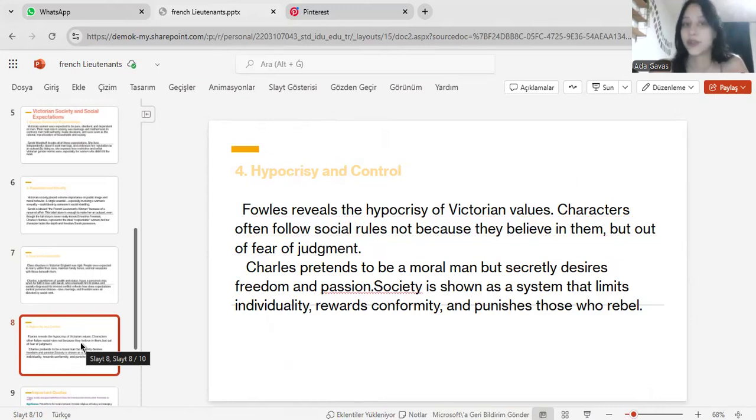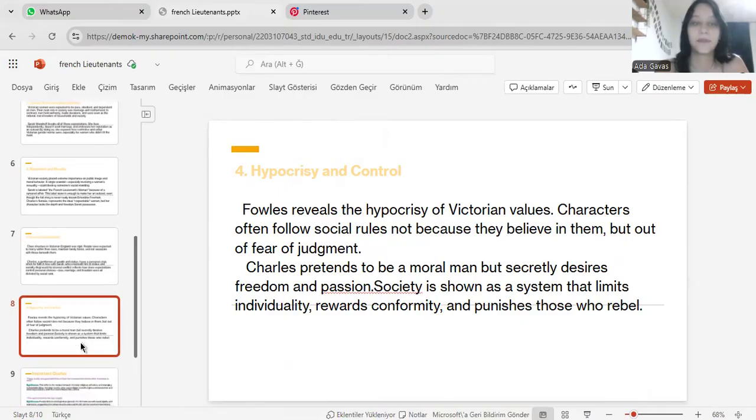Hypocrisy and control. Fowles reveals the hypocrisy of Victorian values. Characters often follow social rules not because they believe in them, but out of fear of judgment. Charles pretends to be a moral man but secretly desires freedom. Society is shown as a system that limits individuality, rewards conformity, and punishes those who rebel.